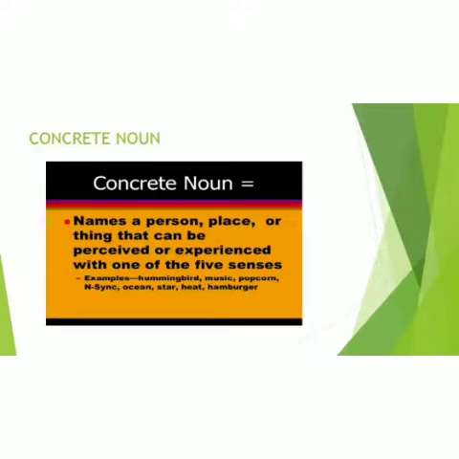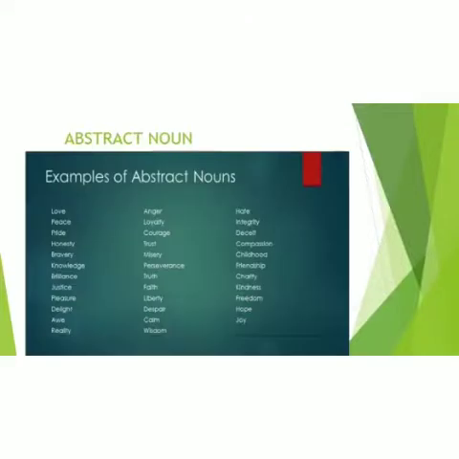Concrete noun. A concrete noun is a word that names a thing that can be seen, touched, smelt, heard, or tasted. For example, cup, cake, ball, boys, etc. Take the case of all animals and people as examples of concrete nouns. These nouns also have singular and plural forms.